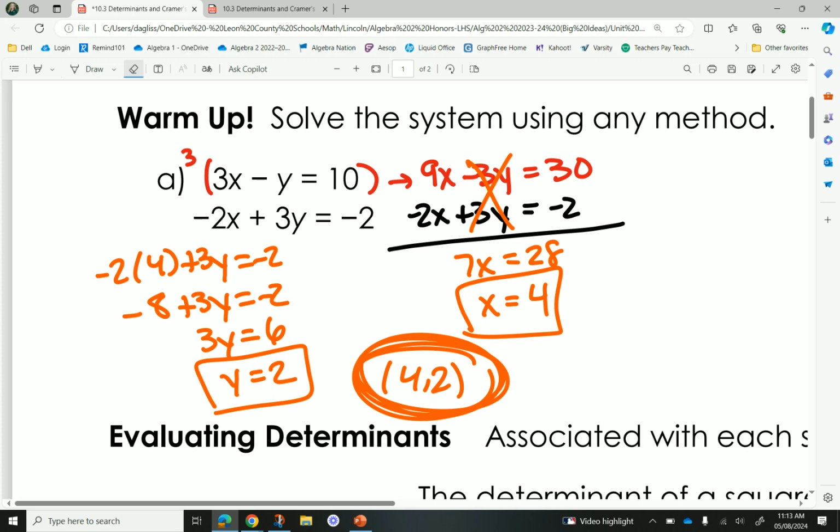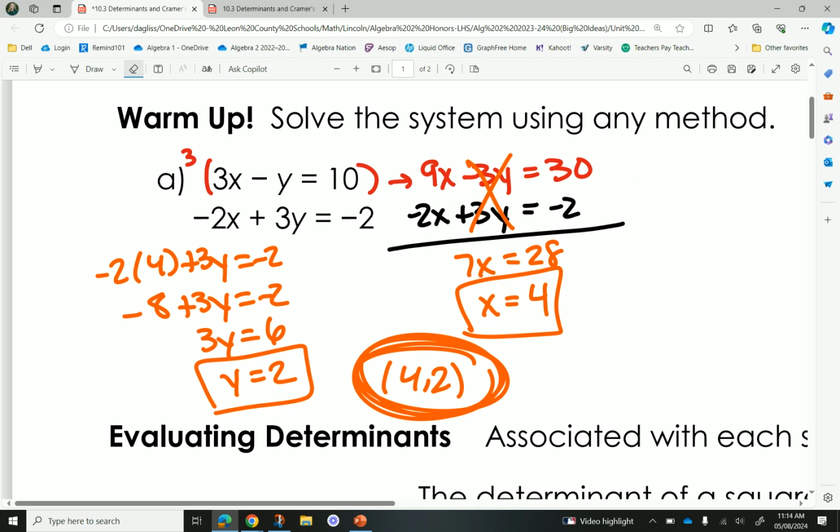Right, so your goal is to get, if you're doing elimination, you have the same coefficient, but one's positive and one's negative. So when they add up, they give you a 0. Right? And then part B, there's a couple of ways to do it. I noticed that my top x was negative and my bottom x was positive. So I multiplied the top equation by 3 again in part B.